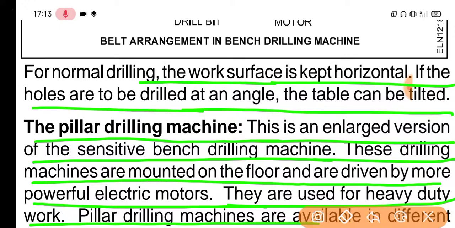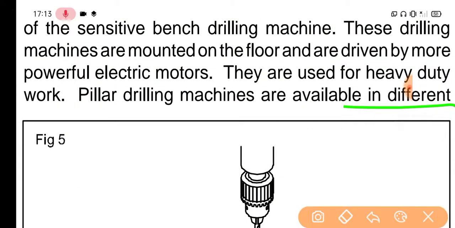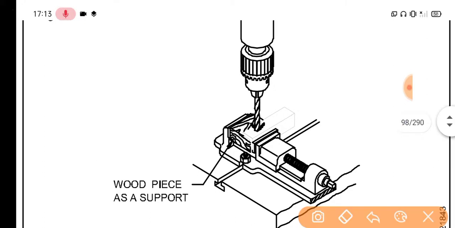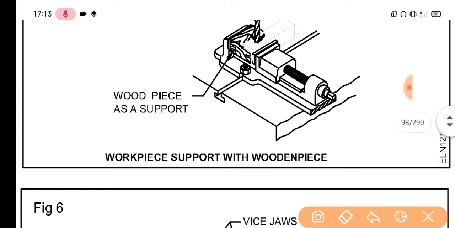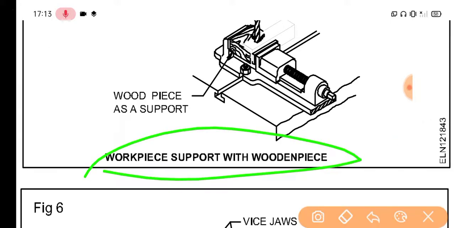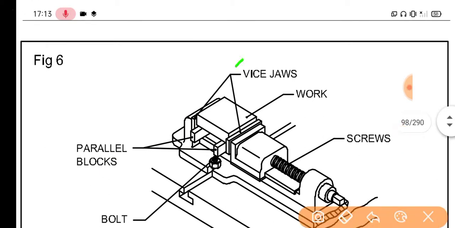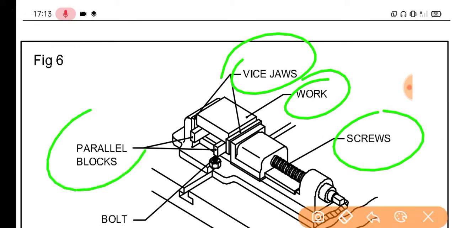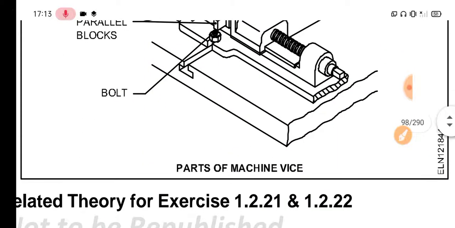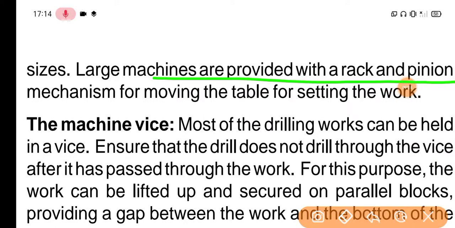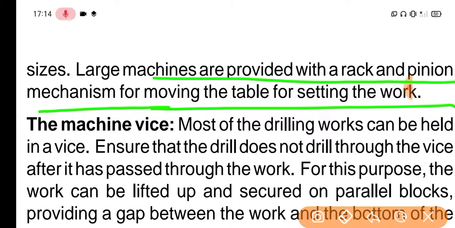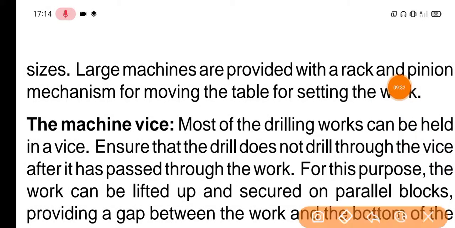Pillar drilling machines are available in different sizes. This is a wooden piece as a work piece support. This is the vice jaw and work, screw, parallel blocks, bolt, and these are the parts of the machine. Large machines are provided with a rack and pinion mechanism for moving the table for setting the work. Most drilling work can be held in a vice.